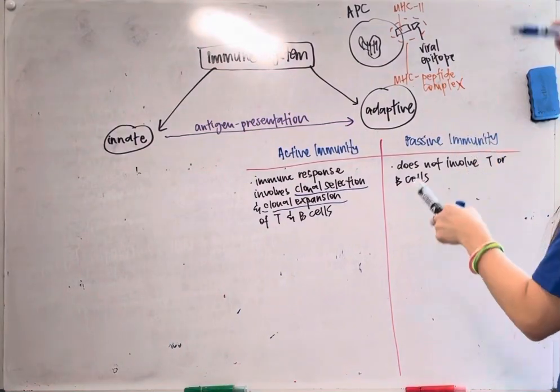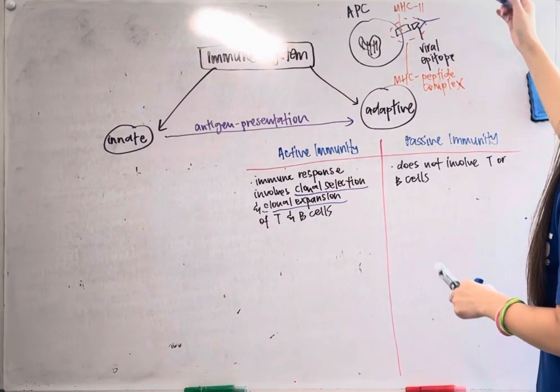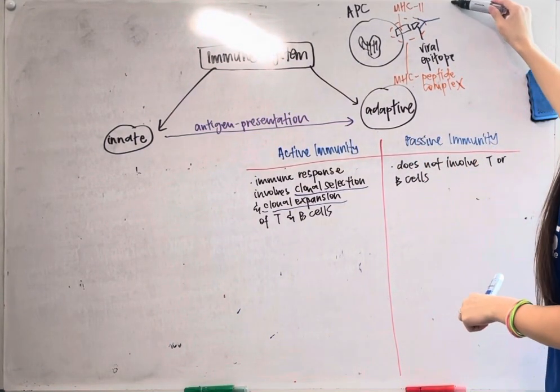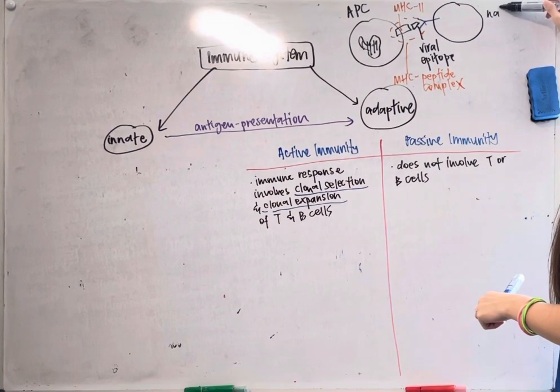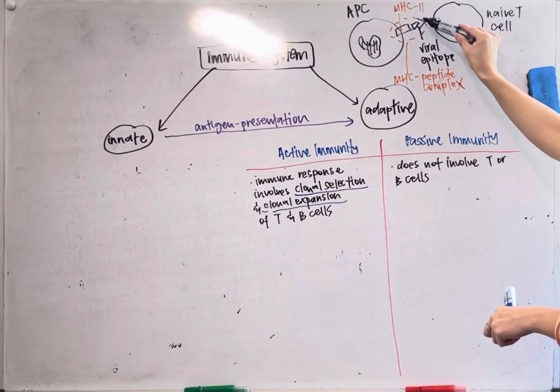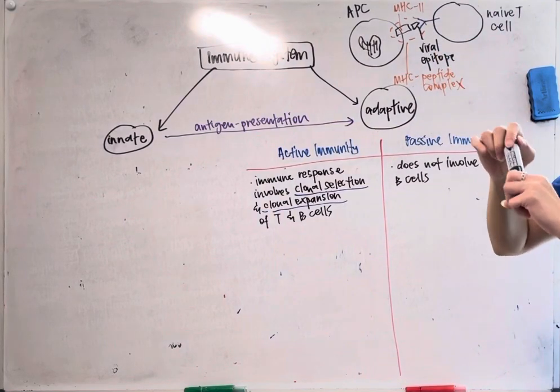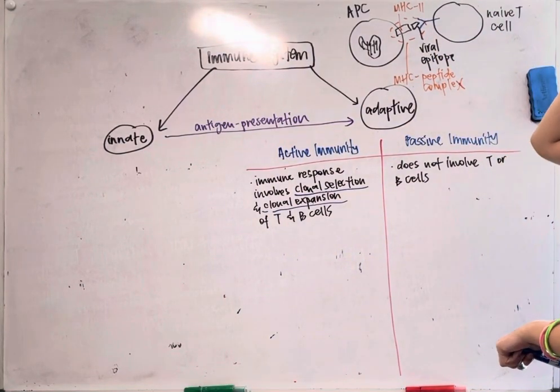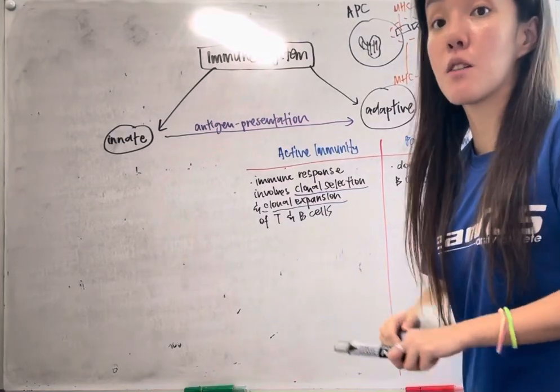For example, this is a naive T cell. So if I have a naive T cell from here, you can see we have a receptor that is complementary in shape to this viral epitope, during antigen presentation. So this is the first difference.